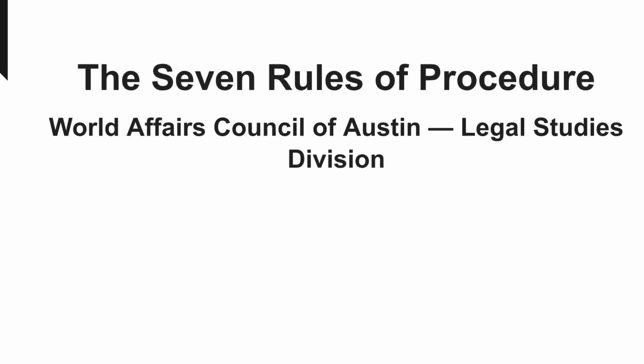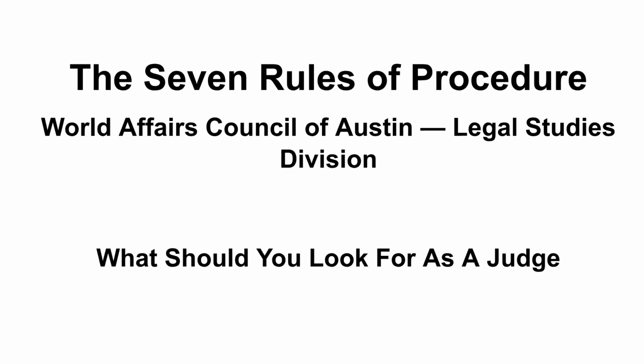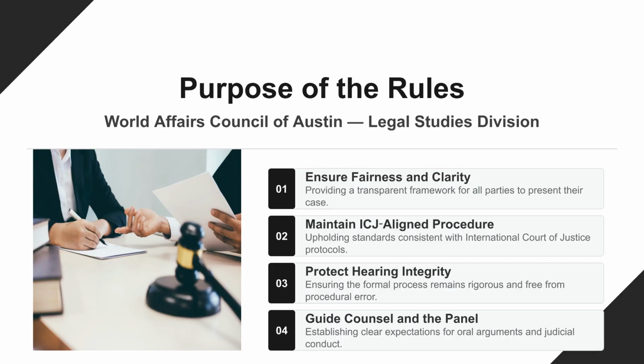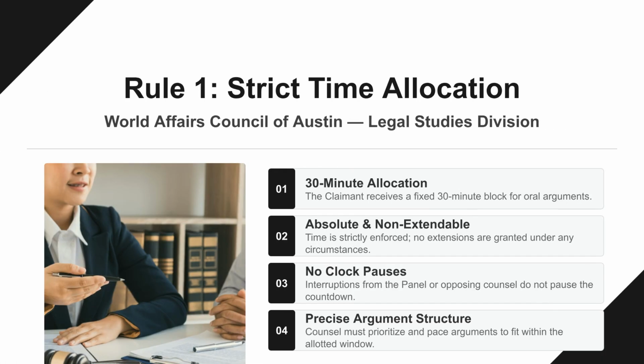Legal Studies Division. This video will focus on what judges should look for when applying the 7 Rules of Procedure. The purpose of these rules is to ensure fairness and clarity, maintain ICJ-aligned procedure, protect hearing integrity, and guide counsel and the panel. Rule 1 is strict time allocation.